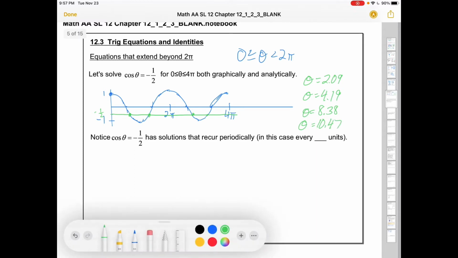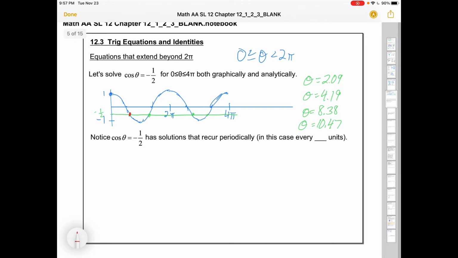This solution right here and this solution right here, they're kind of the same looking ones on the graph. They should be 1 period apart from each other. And cosine is a function that happens periodically. It's got a period of 2 pi units. So these should be 2 pi apart. If I found this one and added on 2 pi, I'd be at this one over here. That's why they're about 6.28 apart. There's a little bit of rounding difference here.